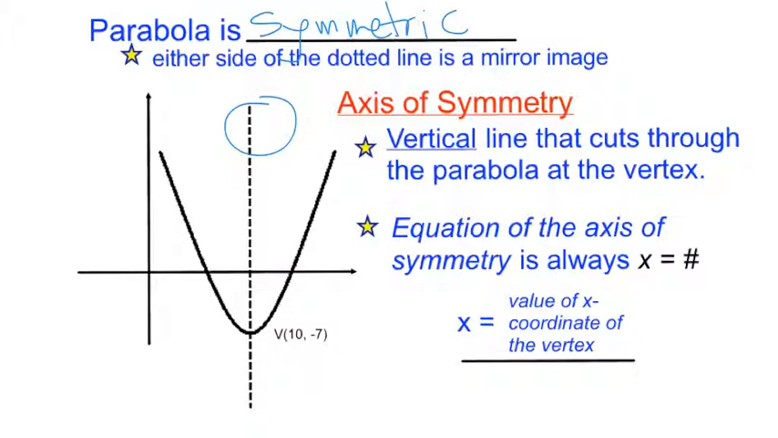One last thing: if you want to talk about the equation of the axis of symmetry, it's a vertical line. The form of a vertical line is always x equals a number, where the number is the x-coordinate of the vertex. In my example here, the axis of symmetry would be x equals 10, because my vertex has an x value of 10.